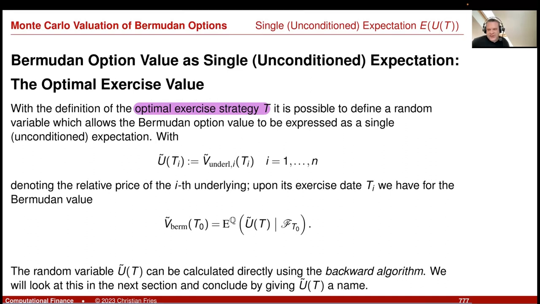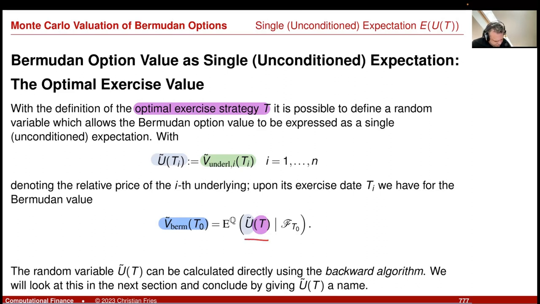So let's define a time discrete stochastic process. So this is my U tilde, and the U tilde is defined on the times T1, T2, so on the exercise times. So U tilde of TI is the underlying that I receive if I exercise in time TI. So it's a time discrete stochastic process that is going through all these underlyings step by step. So if you plug in T1, you get the value of the underlying that you receive in T1, evaluated in T1. Then the claim is that the value of my Bermudan option observed in time T0 is just the U tilde evaluated at my stochastic time, the expectation of that random variable.